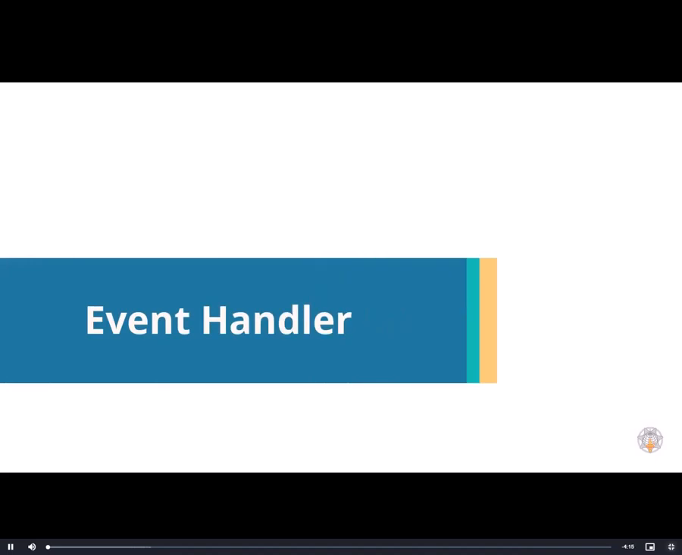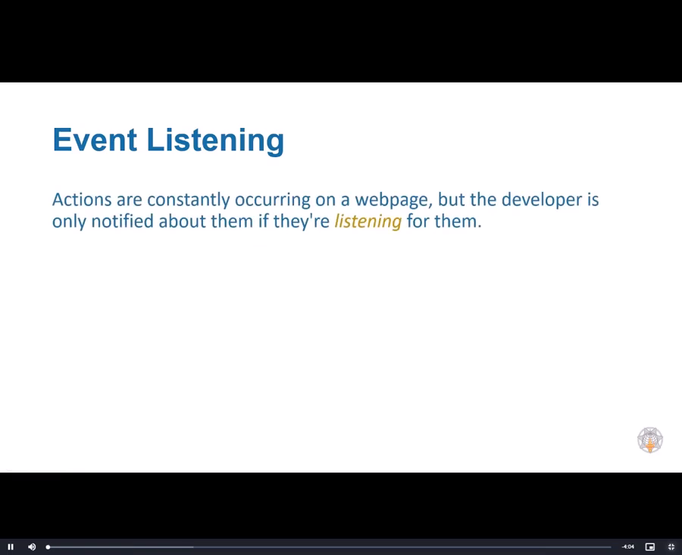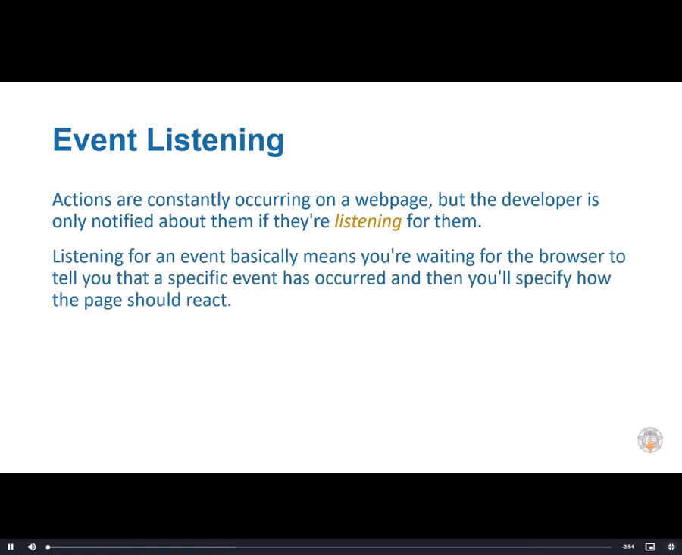As we have understood what are different events that occur on HTML elements, the next thing that we want to discuss is event handling or event listening. Actions are constantly occurring on a web page, but the developer is notified about them only if they are listening to them. Listening for an event basically means you are waiting for the browser to tell you that a specific event has occurred, and then you will specify how the page should react.